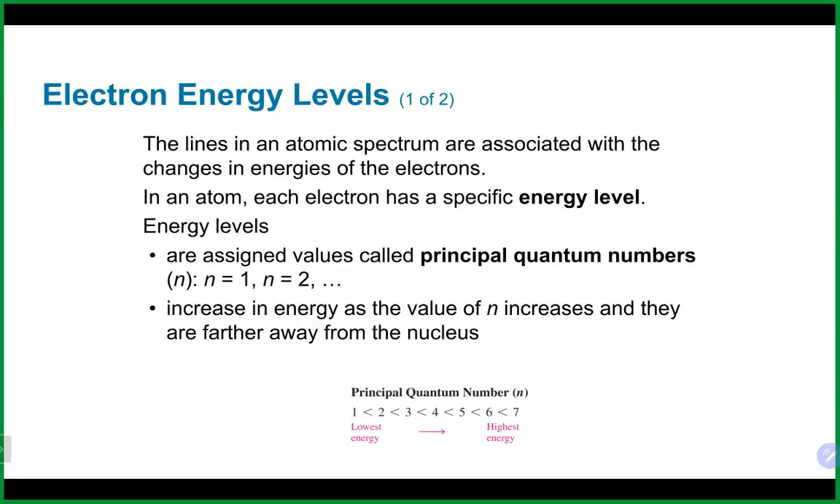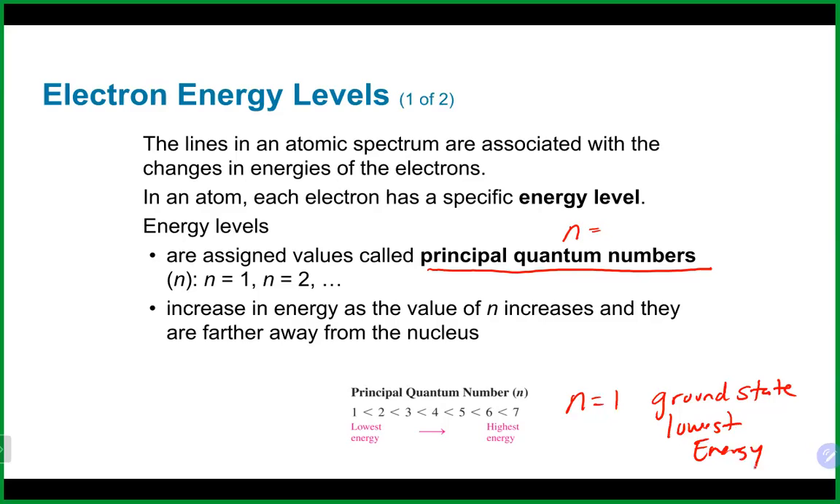Now, energy levels are referred to as N, and N is the principal quantum number. That is a fancy word for N, I suppose, but it's really a fancy word for energy level. And there is N equals 1, which is the ground state. That is the lowest in energy, and that is the closest to the nucleus. Anything above that, N equals 2 through 7, is excited states.